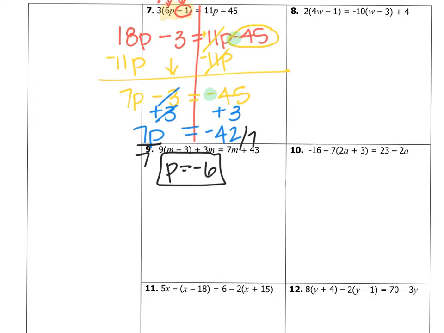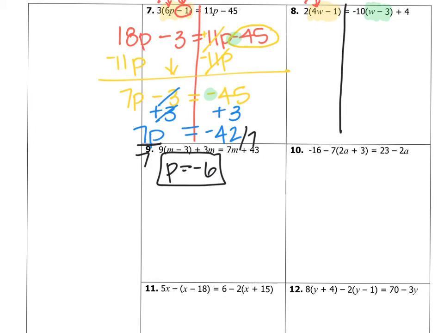Okie dokie. Let's try number 8. Again, step 1 says, look to see if you can distribute. Are there parentheses there? There are. I have a set on the left side, and I also have a set on the right side. So I'm going to have to distribute twice.